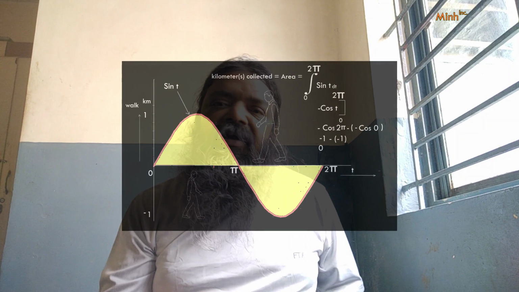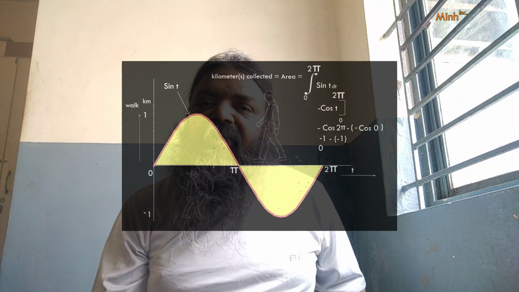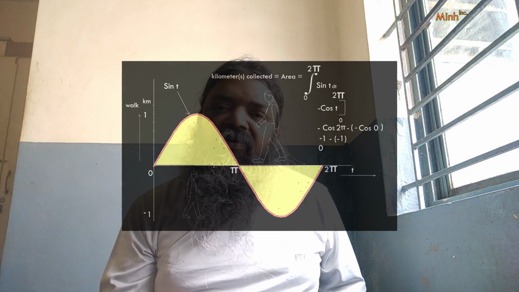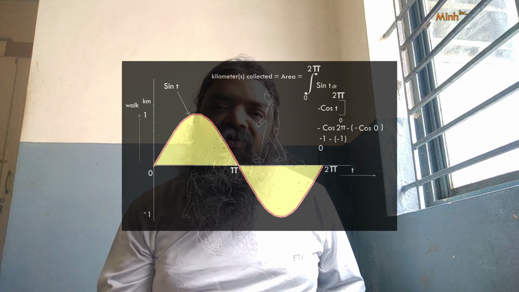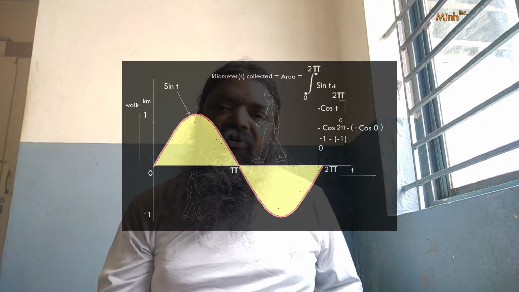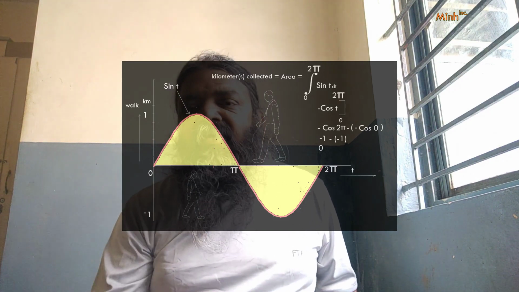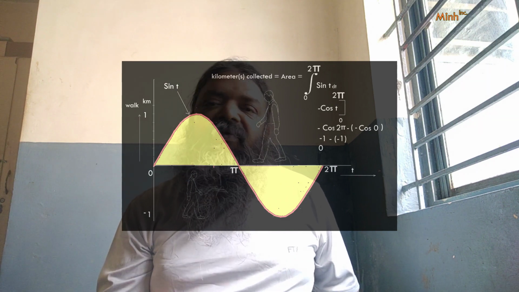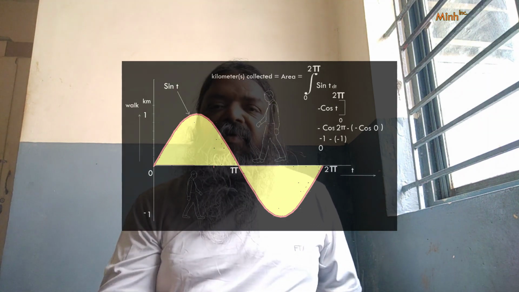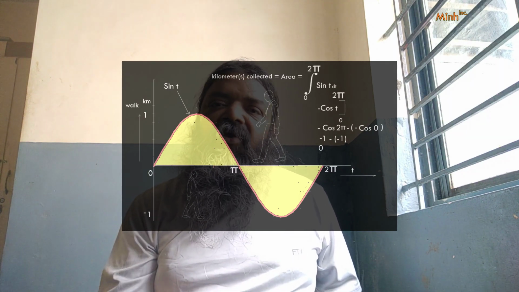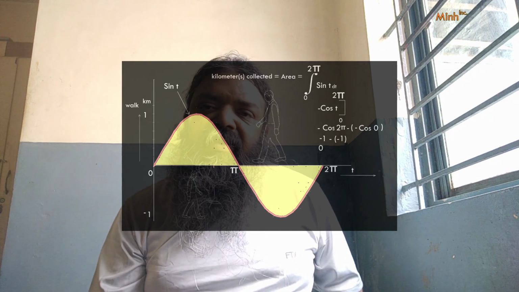In the next section, when he is collecting fewer kilometers as time passes, cos pi is minus 1 and cos pi by 2 is 0. So minus 1 minus 0, minus 1. So minus 1 minus 1, minus 2, minus cos t. 2 kilometers he walked. So this is integration. If a person walks collecting kilometers in the fashion of a sine wave, then from 0 to pi, how much did he collect?